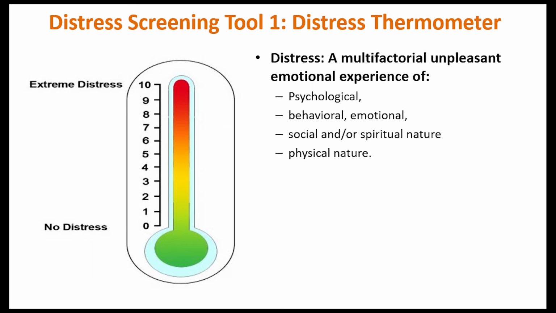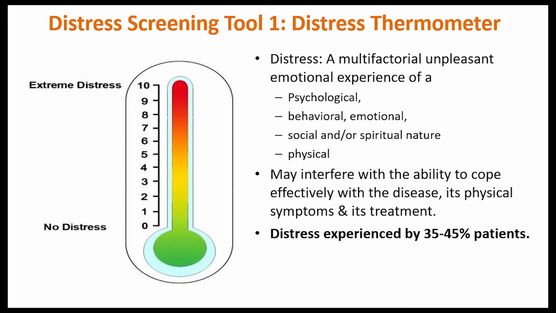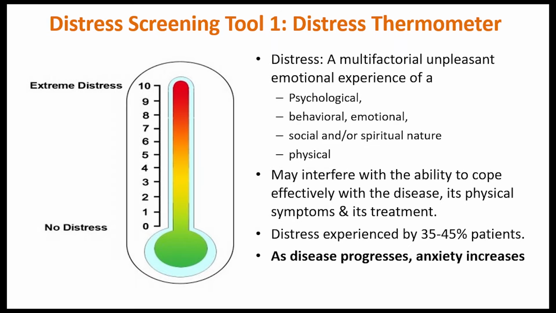The next set of questions and questionnaires and tools that we're looking at are screening for distress tools. There's been a lot of work, particularly in the cancer world, around talking about this as the sixth vital sign. So you can just see this thermometer. Usually these are graded on a 0 to 10 scale, 0 being no distress and 10 extreme distress. And distress can happen in a psychological way, emotional, social, and/or spiritual nature, or it could be physical.